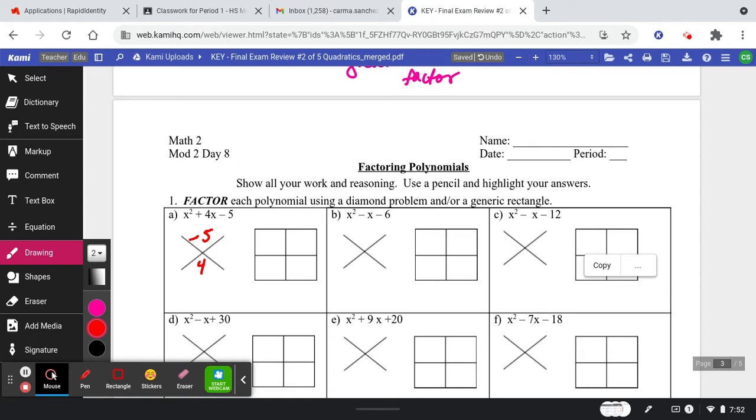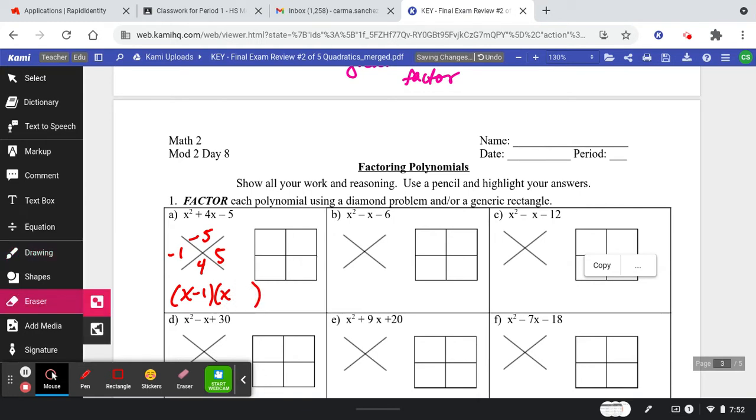So recall that 1 times 5 makes 5. It's a prime number. And then what sign needs to be there? Well, if I say 5 minus 1, doesn't that make a positive 4? So we would get factors of x minus 1, x plus 5 as our answer.